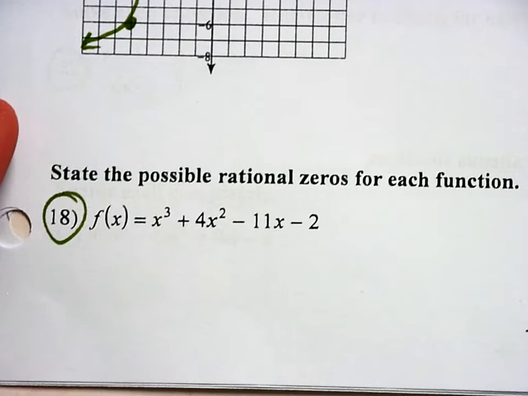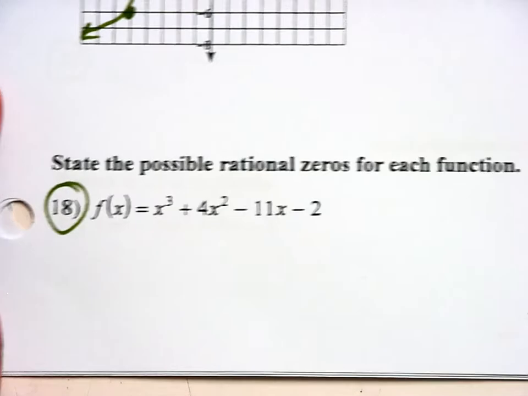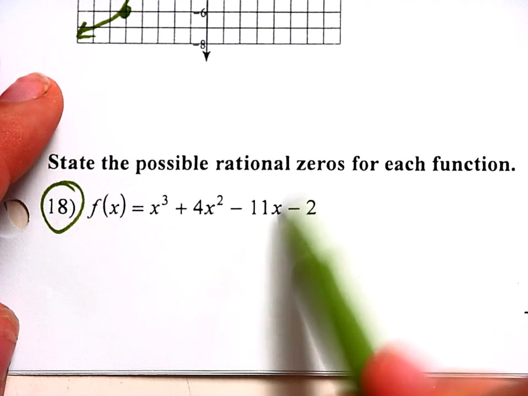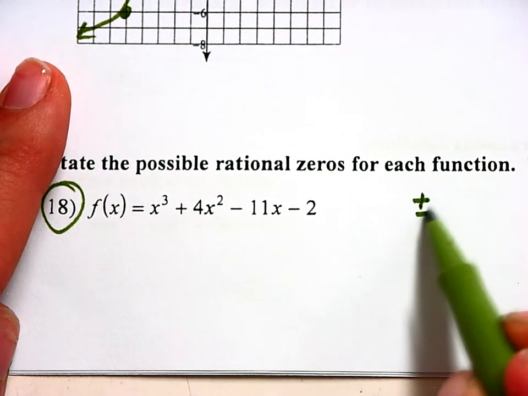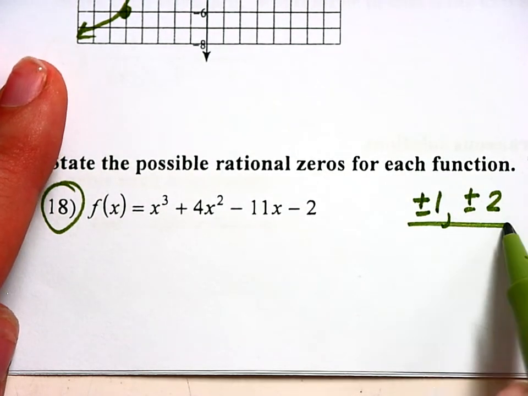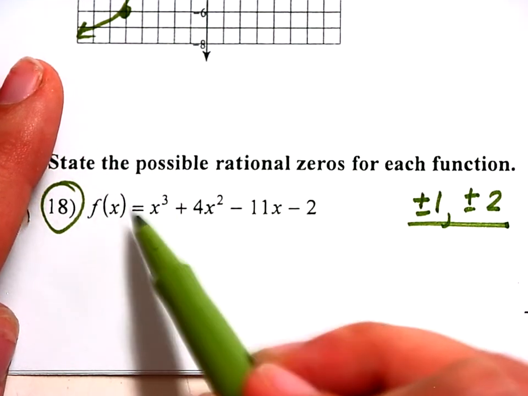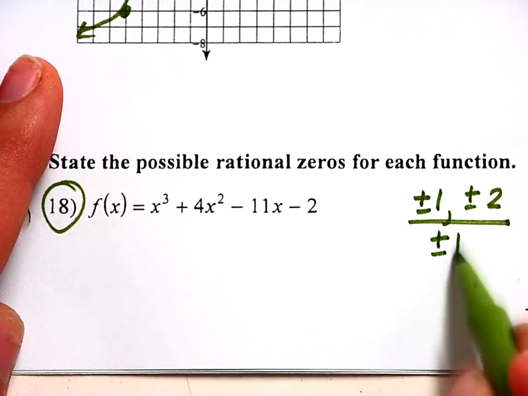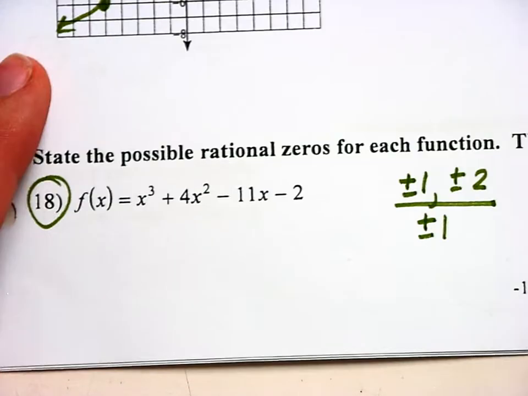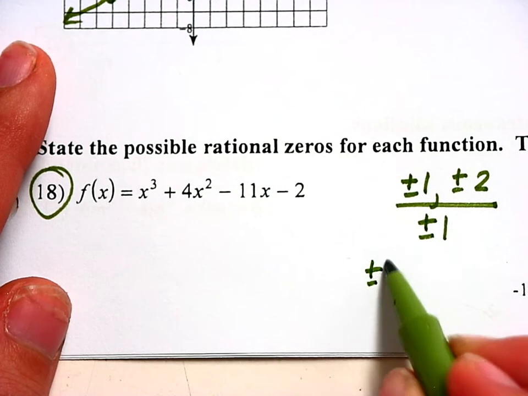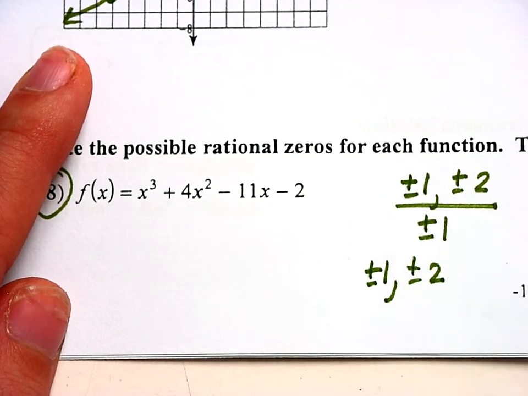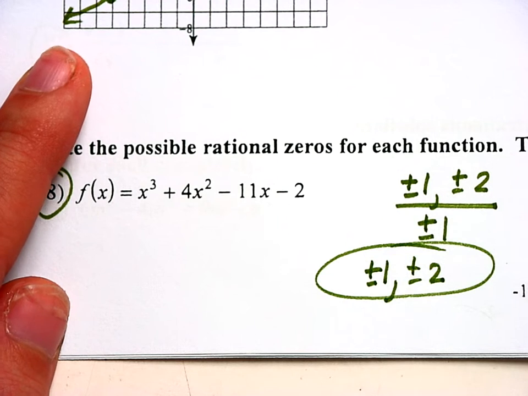Okay, last one on this page is going to be number 18. This says state the possible rational zeros, and all you have to do is take the factors of the constant, so plus or minus 1, plus or minus 2, and we're going to divide by all the factors of the leading coefficient, which is just 1. So this is over plus or minus 1. So if we were to list these as just numbers, it would be plus or minus 1, plus or minus 2, and that's all we have when we divide them by plus or minus 1.